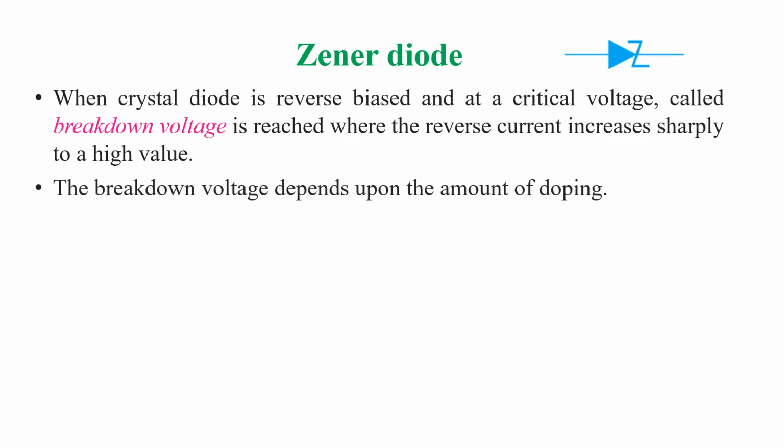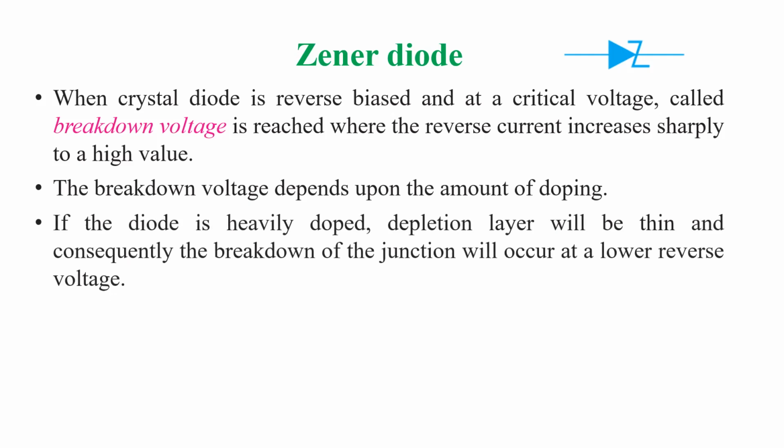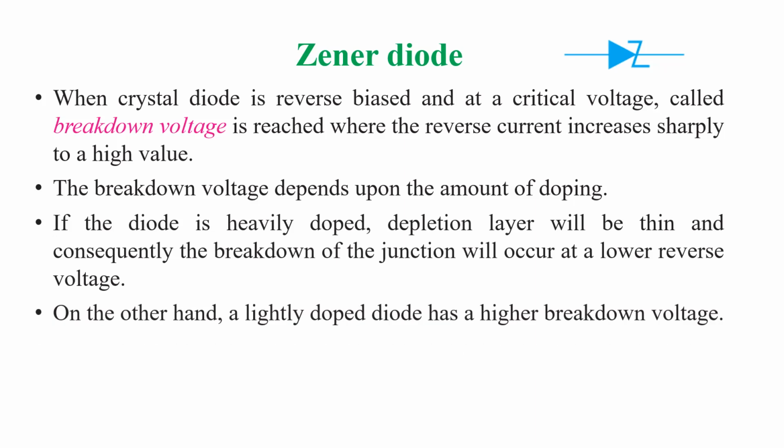This breakdown voltage in a semiconductor diode depends on the amount of doping. The doping can be used to control the breakdown voltage. If the diode is heavily doped, the depletion layer will be very thin, and consequently the breakdown of the junction will occur at a lower reverse voltage. At the lower breakdown voltage, you can observe the sudden increase of current if the diode has a higher doping percentage. On the other hand, a lightly doped diode will have a higher breakdown voltage. So that is how we can control the breakdown voltage based on the doping.